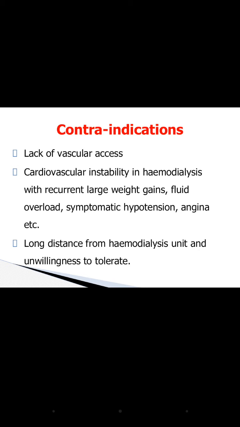Then cardiovascular instability in hemodialysis with recurrent large weight gain, fluid overload, symptomatic hypotension, and angina. Basically, if during the hemodialysis session, because of hemodialysis only, the person gets cardiovascular instability, for example fluid overload, recurrent large weight gain, symptomatic hypotension, or the person complains of chest pain during the hemodialysis, then in those cases the person should be contraindicated for hemodialysis, and should be put on peritoneal dialysis. Then third is if there is a long distance from the hemodialysis unit and the person is unwilling to tolerate the procedure.